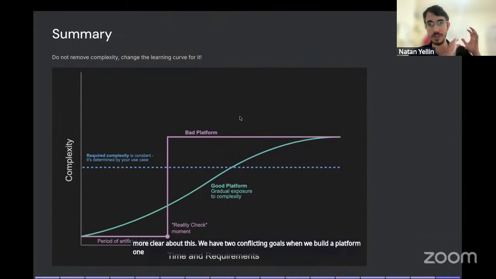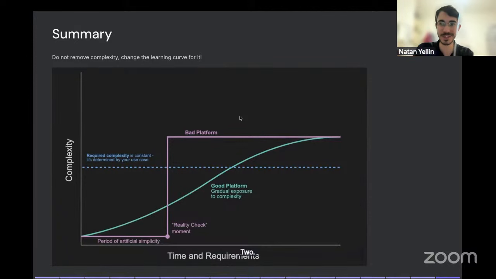One, we want a great developer experience. Two, we want a secure and cost-effective platform. And those two things are always to some degree at odds with one another.